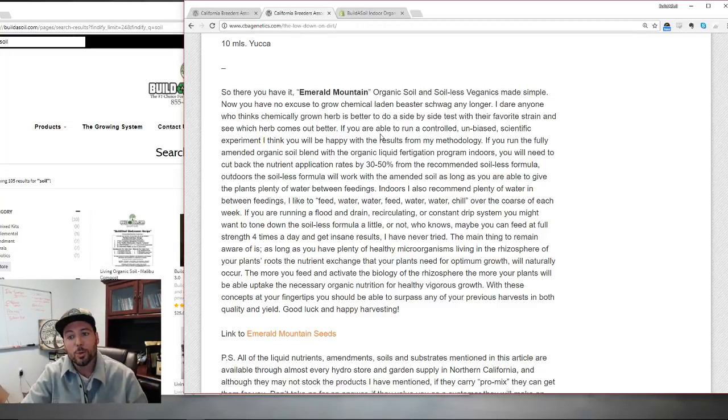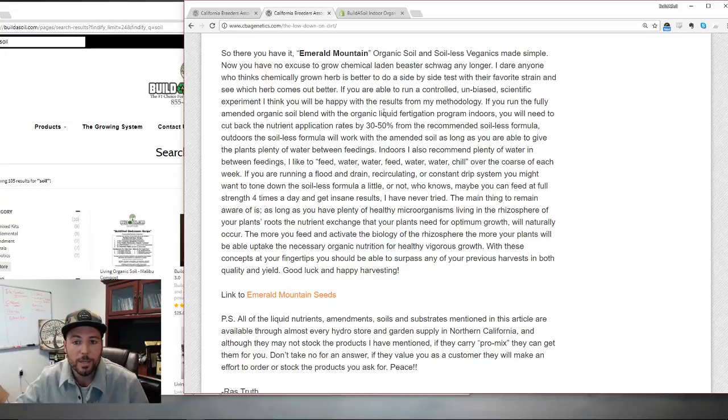If you're able to run a controlled, unbiased scientific experiment, I think you'll be happy with the results from our methodology. If you run the fully amended organic soil blend with organic liquid fertigation, you will need to cut back the nutrient application rates by 30 to 50% from the recommended soilless formula. Outdoors, the soilless formula will work with the amended soil as long as you're able to give the plants plenty of water between feedings. Indoors, I also recommend plenty of water between feedings. I like to feed, water, water, chill.